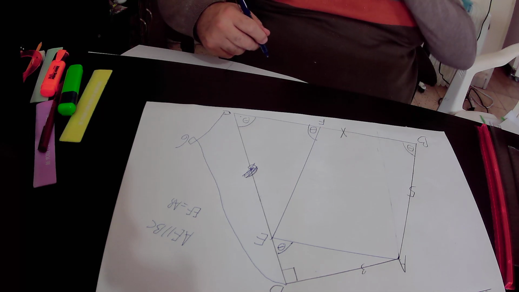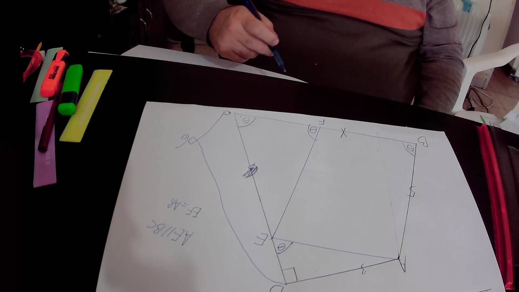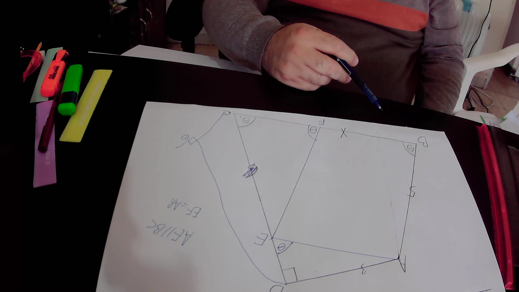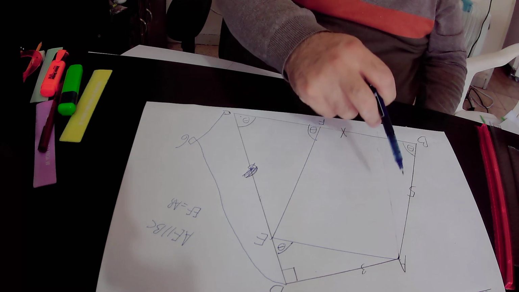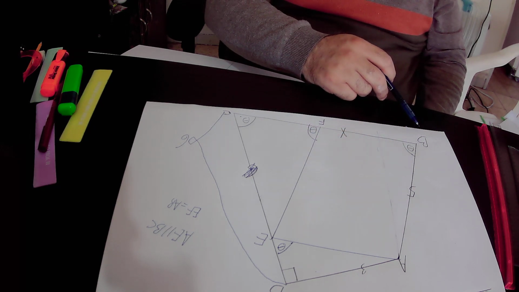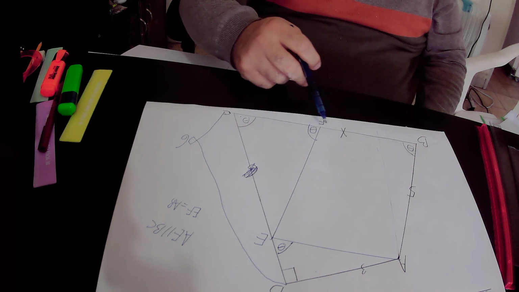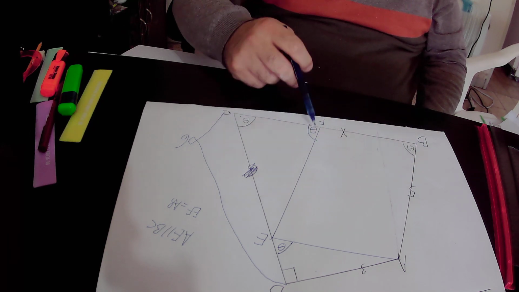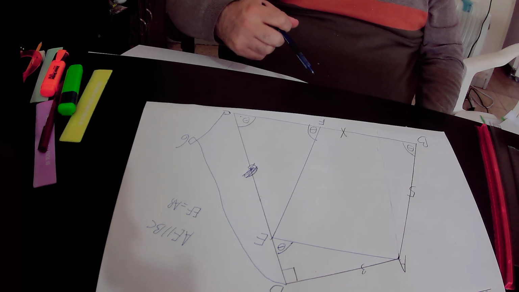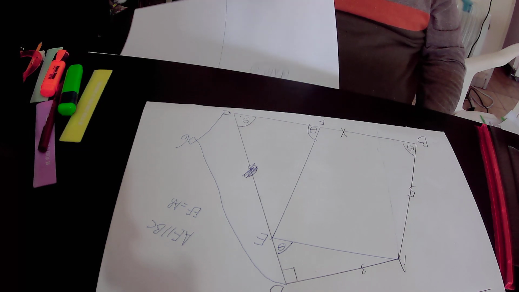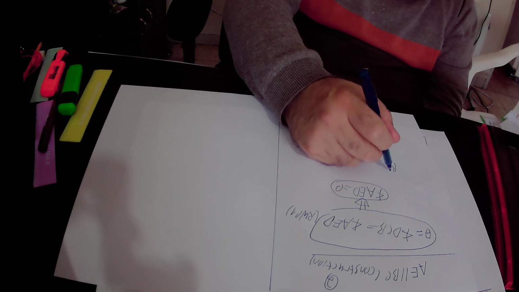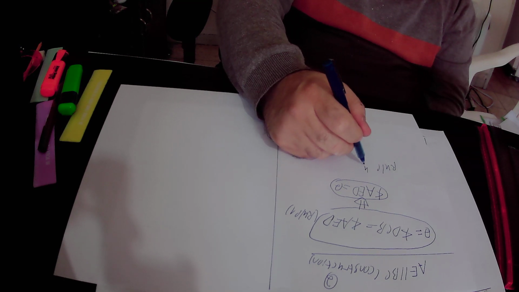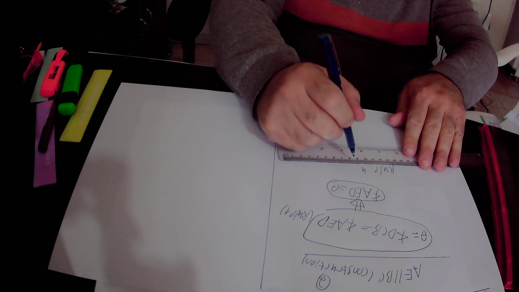And here we know that in a parallelogram, AB equals EF. AB is parallel to EF, therefore we know that the opposite sides of a parallelogram are equal to each other. This will be rule number 4. According to rule number 4, the opposite sides of a parallelogram are equal to each other.